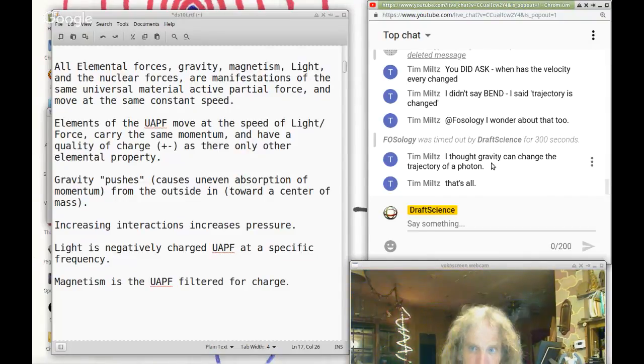No, gravity can't change the trajectory of gravity. Gravity can't change the trajectory of magnetism. Gravity can't change the trajectory of a photon. Forces can't affect forces. You can't move a photon with a magnet. You can't move a photon with other photons. Why can you do it with a graviton?